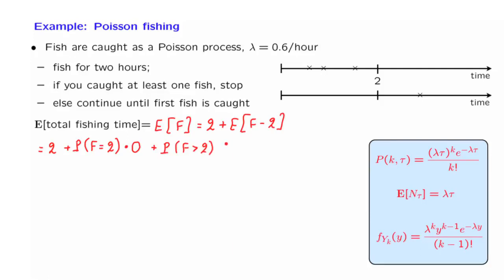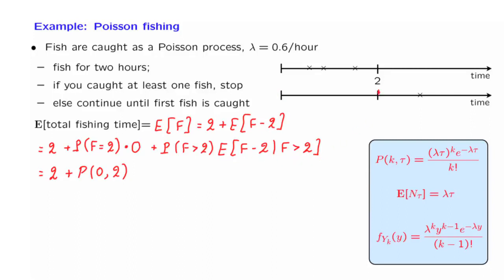But there's the other scenario that you get to fish for more than 2 time units, and then we multiply this term with the conditional expectation of the remaining fishing time, given that you got to fish for more than 2 time units. So what is this term? The probability that you get to fish for more than 2 time units, this is the probability that no fish were caught during the first 2 time units. This is the probability of the second scenario.